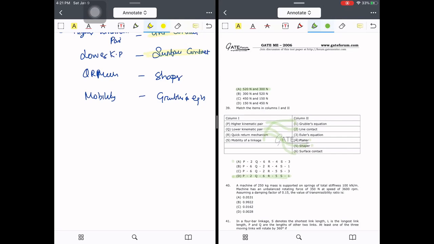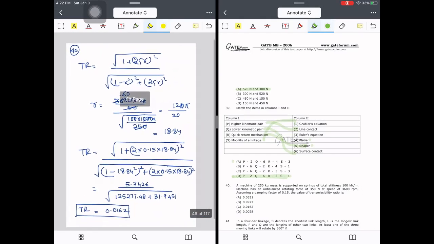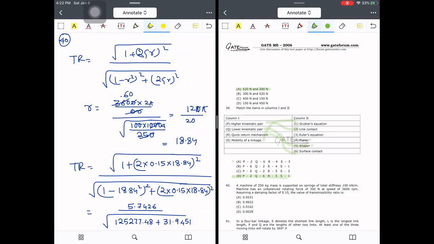In this shaper, the link adjacent to the smallest link is fixed. Okay, we will solve a few questions based on that, but just remember this. This is a slider crank quick return mechanism, where the link adjacent to the smallest link is fixed in the shaper.